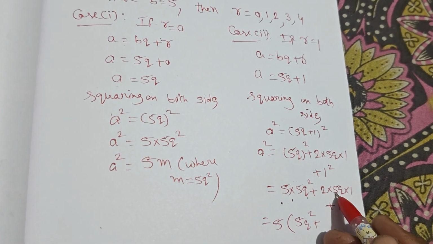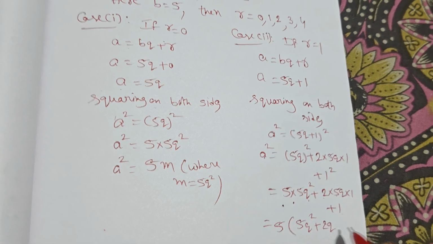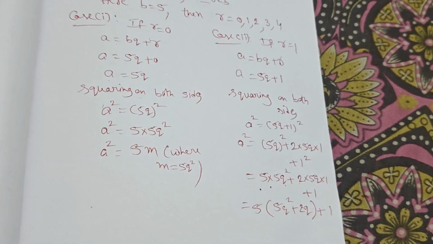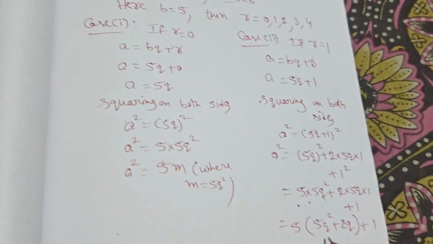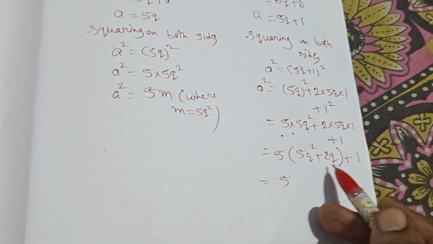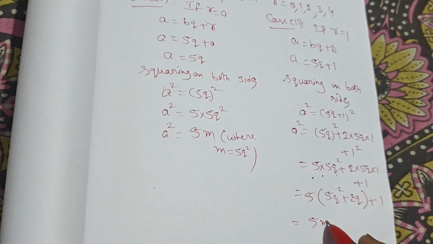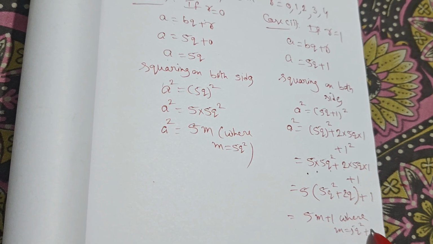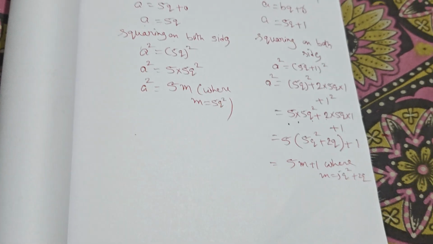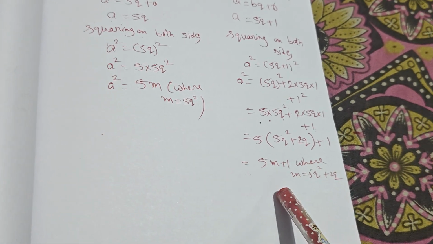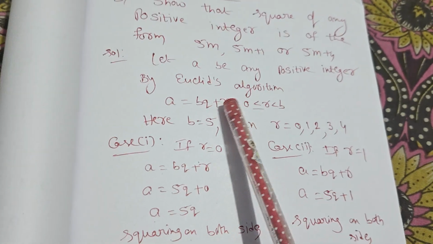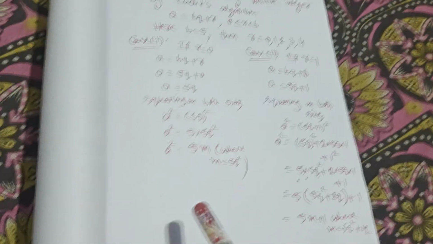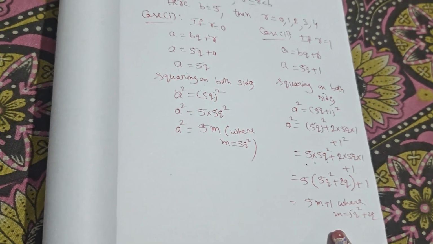5q square. If you take 5 common here, 2 ones are 2q. Here 5 won't come common, so close the bracket and write here 1. And this whole is a multiple of 5. 5 into something means this is a multiple of 5. So this whole you have to take as m, where m equal to 5q square plus 2q. So what we got? Here, if r equal to 1, we got 5m plus 1. They told us the square of a positive integer is of the form 5m plus 1 or 5m plus 4. That one only we have to get. So already we got 5m, now we have got 5m plus 1.